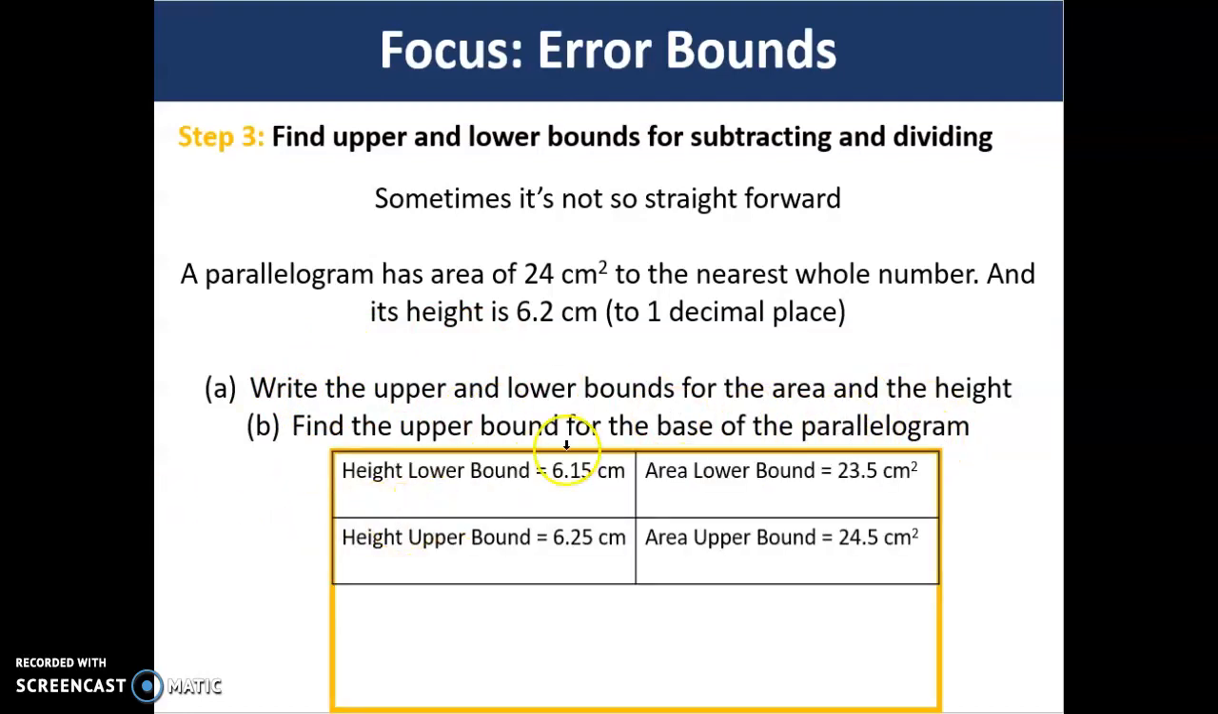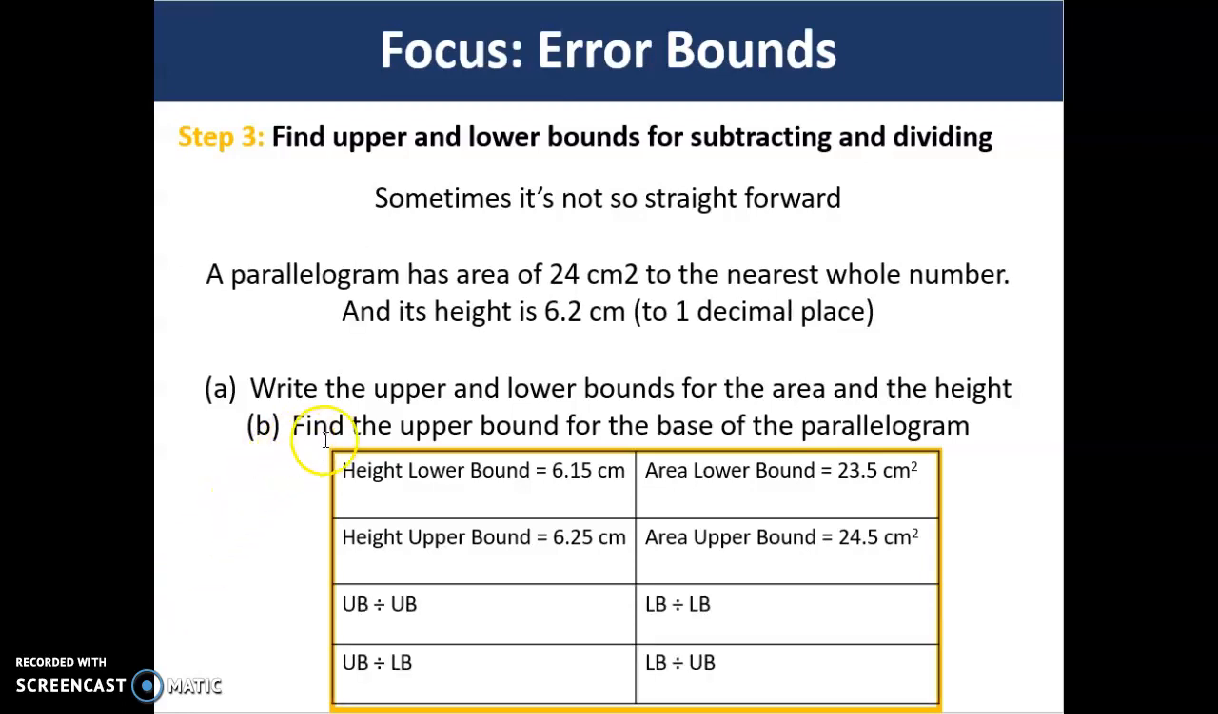So, to set you up, the very first bit is here. You got the height lower bound, height upper bound, the area lower bound, and the area upper bound, which I know you could do. The second thing is when you look at the upper bound for the base of the parallelogram, a lot of people will go for this one. Or they may go for this one. I'm going to do all 4 so that you understand where is the upper bound, or in this case the greatest value, or where would the lowest value be.